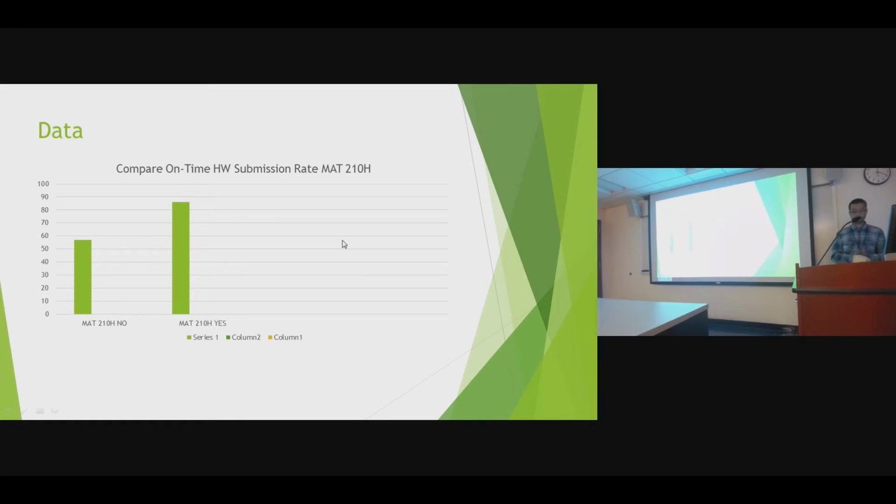So if you look at the left hand side, that's the spring 2014. The data is in percentage. So it says, for example, here 55% of the students submitted their homework on time when I did not use the technology, this texting. And compare this to the fall 2014, something like 84% of the students submitted their homework on time.